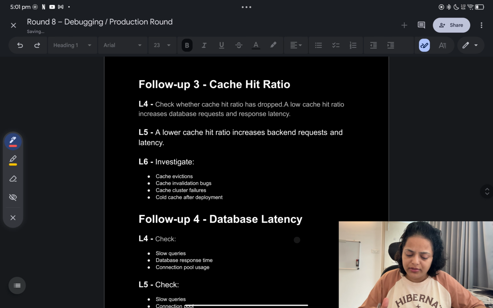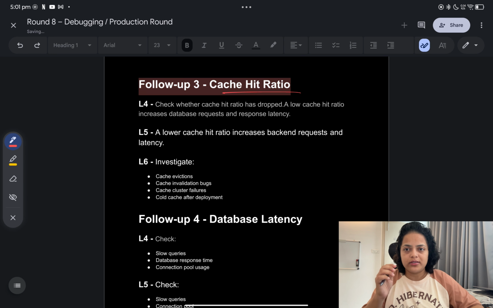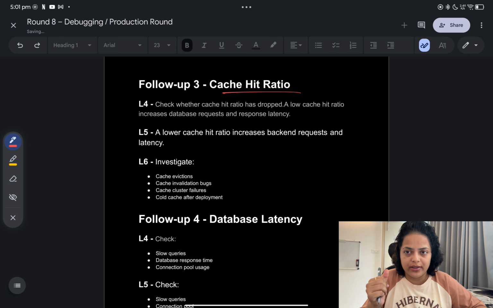Follow-up question 3 is cache hit ratio. Suddenly the cache hit ratio has increased. Then in that case, it means that the cache eviction policy or invalidation is somewhere not correct, right?